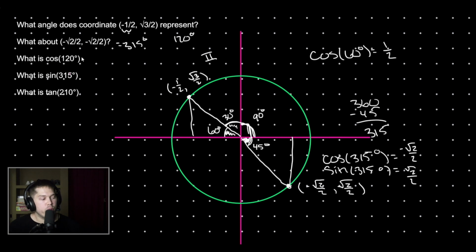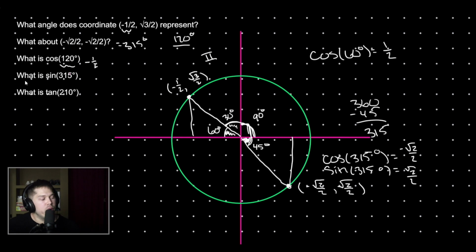Next, we'll do this question. What is cosine of 120 degrees? Well, hey, let's not forget the problem we just solved. Look at the first one we solved. It asked us, what angle does coordinate negative 1/2 and root 3 over 2 represent? And we found that to be 120 degrees. So the cosine of 120 degrees is going to be negative 1/2.